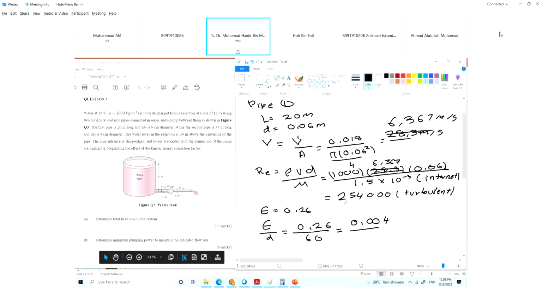So the important numbers now are 254,000 and epsilon over D of 0.004. Please remember these two numbers. 254,000 is 2.5 times 10 power 5, and the second important is 0.004. So go to the Moody diagram.